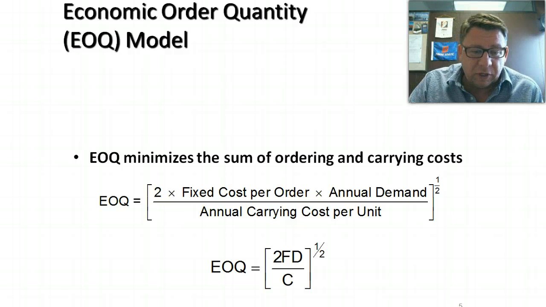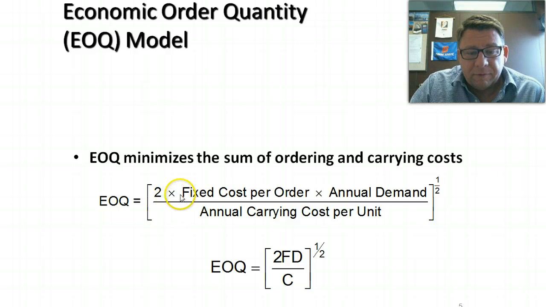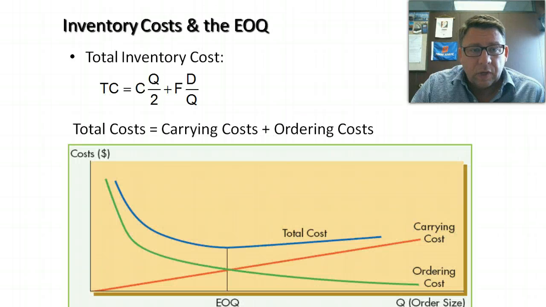I'm going to explain this to you a little bit. The EOQ is the square root of 2 times the fixed cost per order times annual demand, divided by our annual carrying cost per unit. Notice that fixed cost per order and annual demand, since they're in the numerator, would increase the economic order quantity. Carrying cost per unit, since it's in the denominator, would reduce our EOQ. You can see here that our total inventory cost is our carrying cost plus our ordering costs, and you can see graphically how that works together.